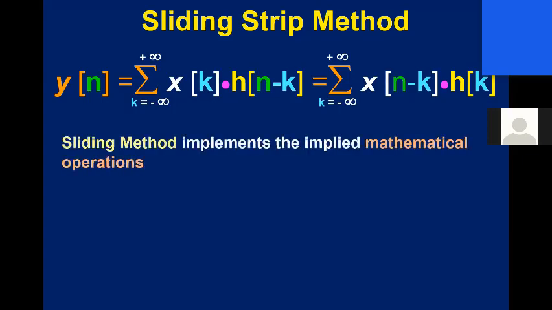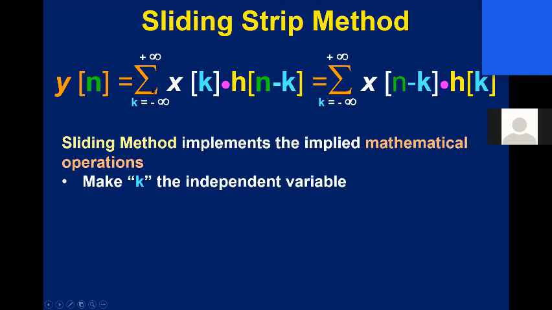The sliding strip method, though, looks at either of these two equations and says, oh, there are some mathematical operations implied here that we should take into account, and we can just follow through those individual operations and see what we get as a result. This method, sometimes called the flip and shift method, looks at these and says, okay, on the right-hand side of my equation, my independent variable is k. I'm doing a sum over k. So x of k just looks like x sub n, and I've changed my variable to k.